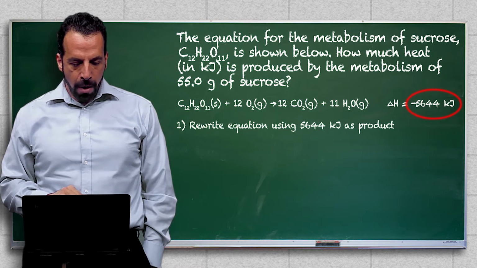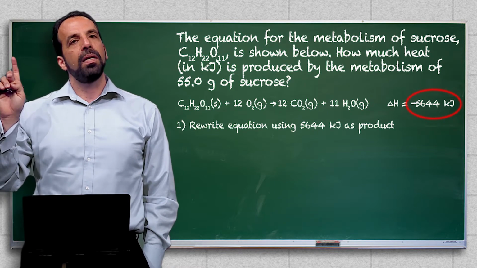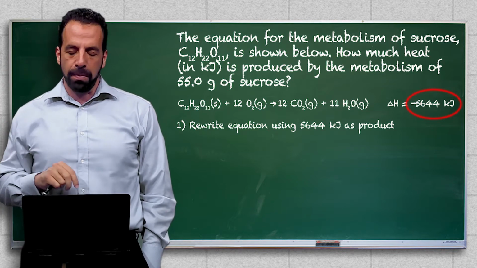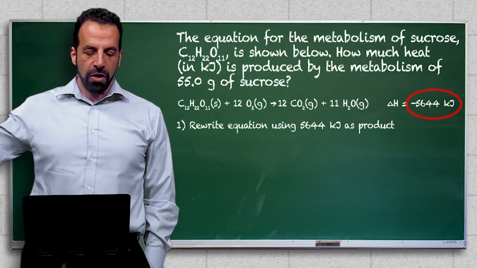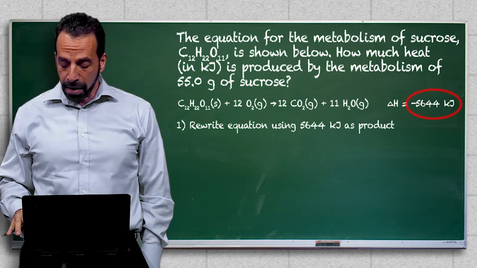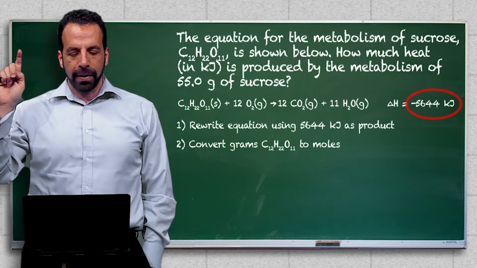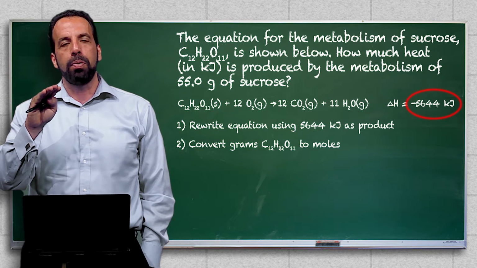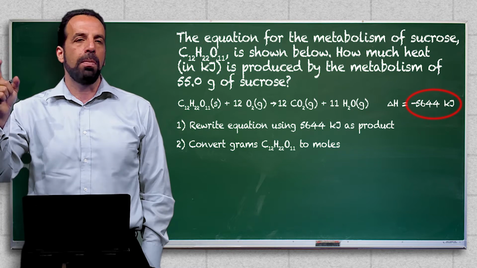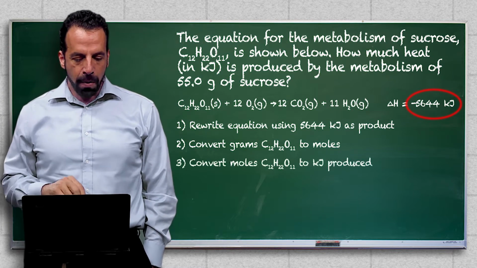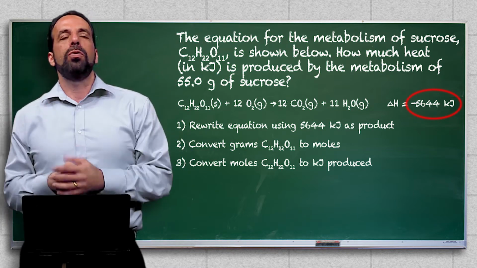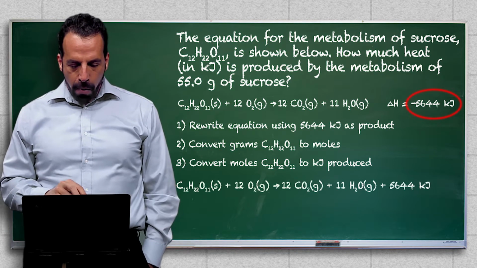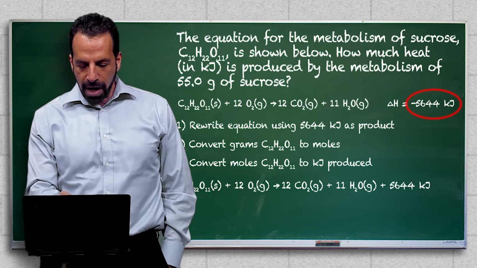So we're going to use these stoichiometric ratios for this problem. First thing we got to do now, we're going to rewrite the equation as 5,644 kilojoules as a product. So exothermic reactions, you use that delta H as a product here. They give you grams of sucrose. Whenever you do the stoichiometry problems, convert grams to moles. That should be automatic. And then once you do that, now we can convert moles of sucrose to kilojoules of energy produced.